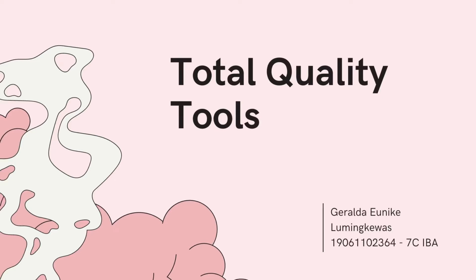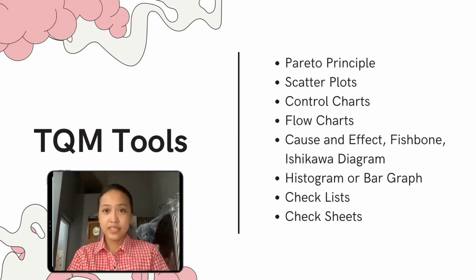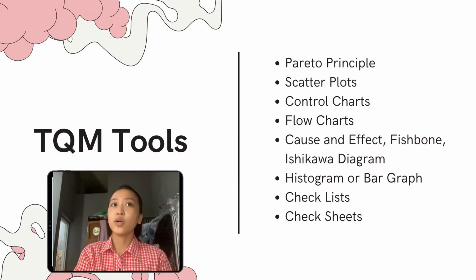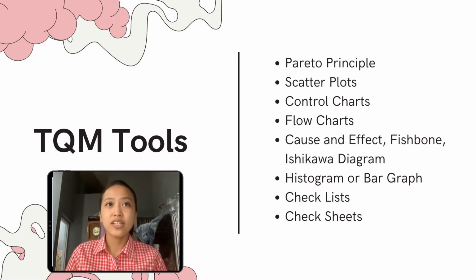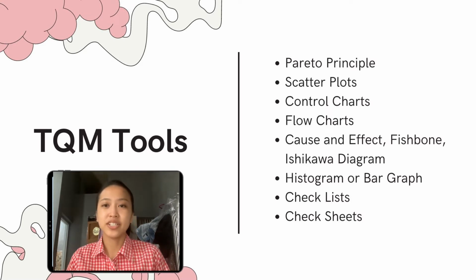My name is Geralda Eunike, and now I'm gonna give you some brief explanation about total quality tools. Let's go! So, this is the basic set of total quality management tools. They are Pareto principle, scatter plots, control charts, flow charts, cause and effect, fishbone Ishikawa diagram, histogram or bar graph, checklist, and the last one is check sheets.